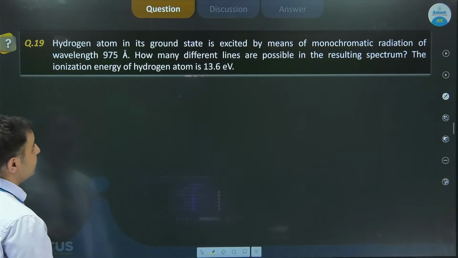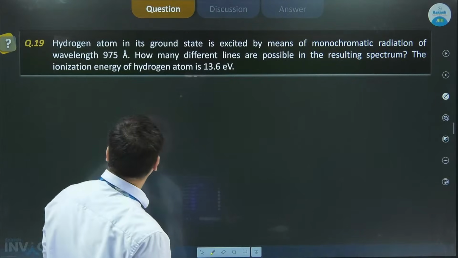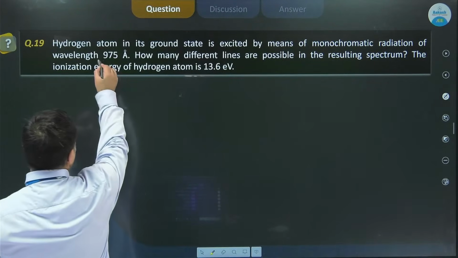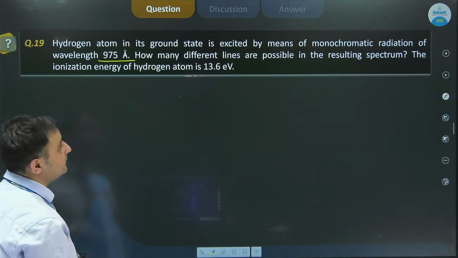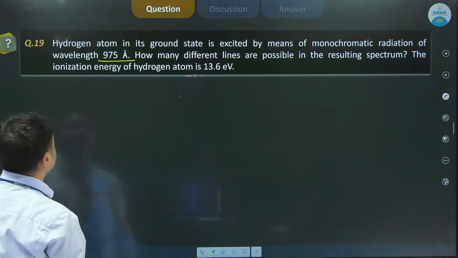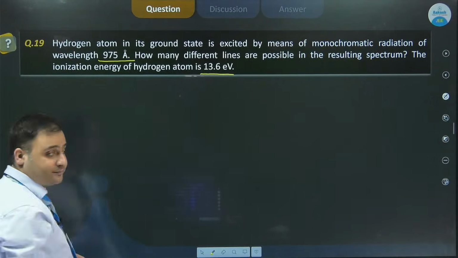Hydrogen atom in its ground state is excited by means of monochromatic radiation of wavelength 975 angstrom. How many different lines are possible in the resulting spectrum? The ionization energy of hydrogen atom is 13.6 eV. All right.